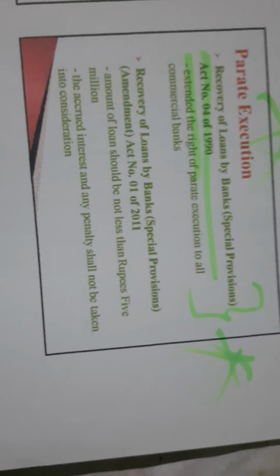Okay, then parate execution. This is a procedure for recovery of loans by banks, Special Provision Act number 4 of 1990. This extended the right of parate execution to all commercial banks. Previously, it was only restricted to state banks, but this has been expanded to other commercial banks, even private banks.